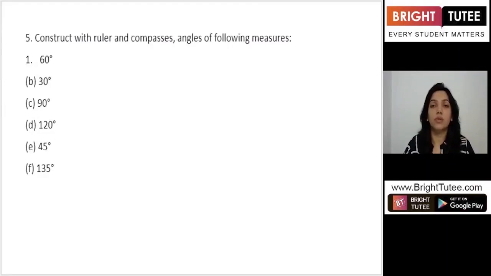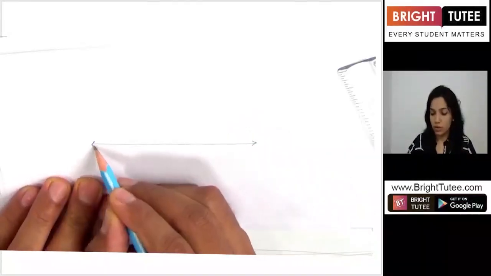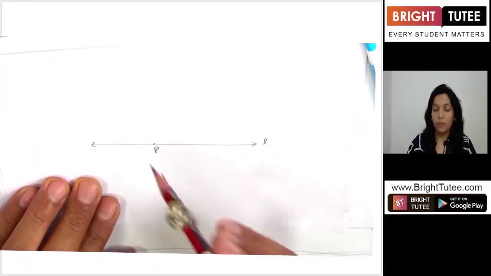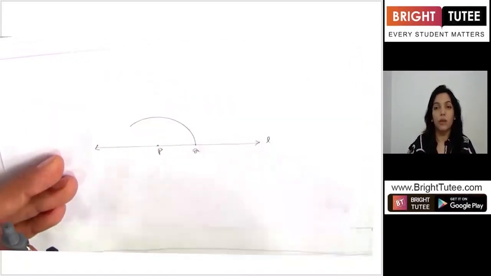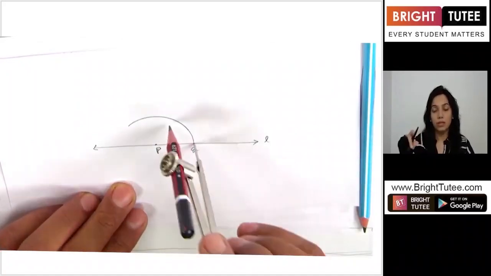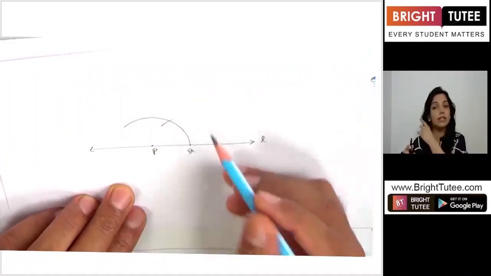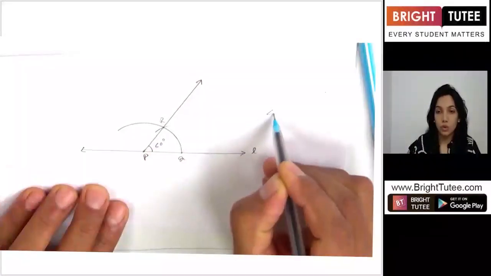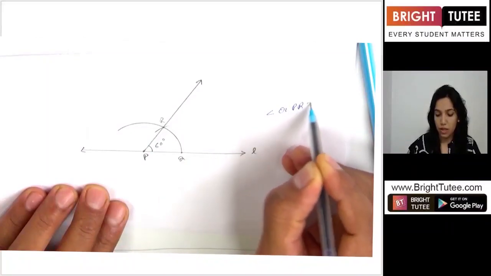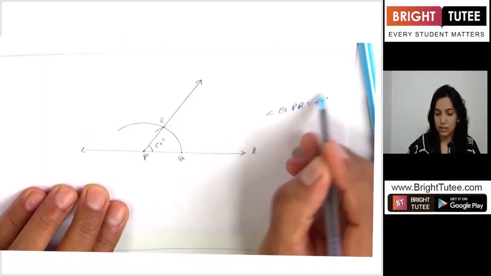It says construct with ruler and compasses angles for the following measures. So here the first part is 60 degrees. I hope you know how you can draw a 60 degrees angle. See it here. You just need to draw a straight line, mark any point over there. With any suitable opening of your compass, make an arc. Let us say it meets at point Q. With the same opening, make another arc that is cutting the previously drawn arc. Let us say it's meeting at point R. So what we have got? We have got angle QPR equals 60 degrees.